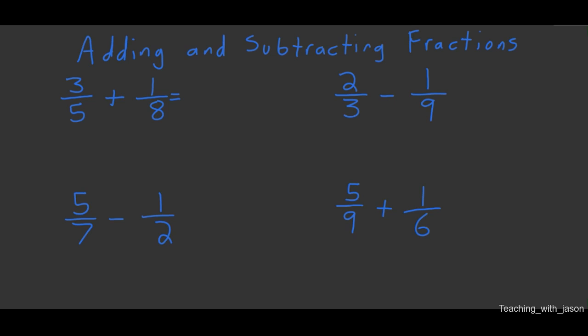Alright, so first one, 3/5 plus 1/8. First thing we're going to do is see if there's any shortcuts. Well, the only thing that goes into 5 is 5. And 5 does not go into 8 evenly, so we're going to multiply by the other denominator to get a common denominator of 40. And 3 times 8 gives us 24. Now we're going to multiply by 5.